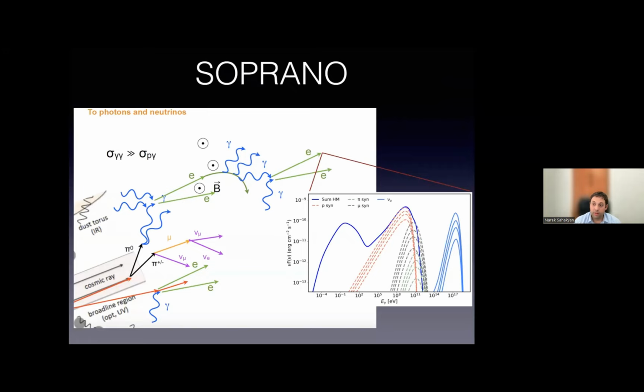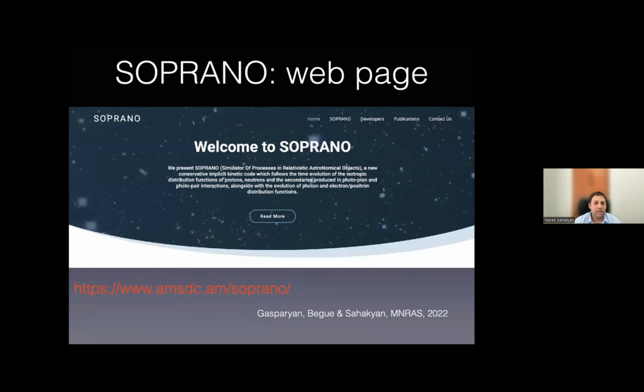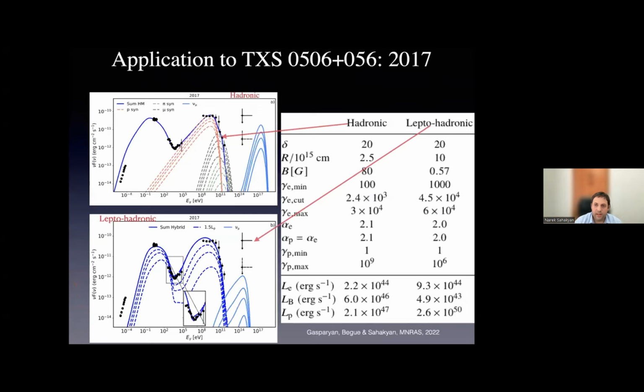There is a page devoted to this code, which you can look up at the address provided here in red. There are some more details on how this code works, plus all the publications where we used this code. The first time we used this code was to study the neutrinos observed from the TXS 0506 blazar. And we investigated different scenarios to model the observed neutrinos.